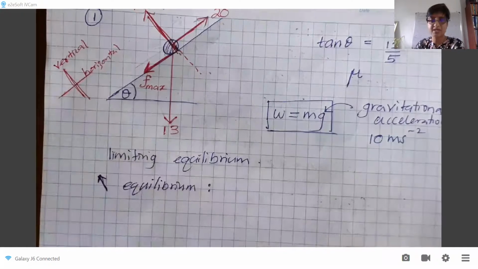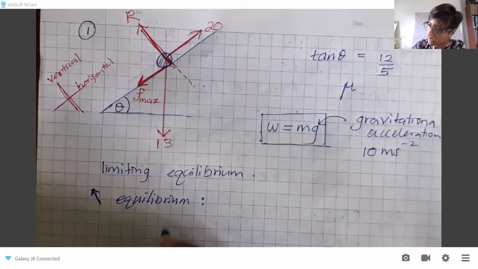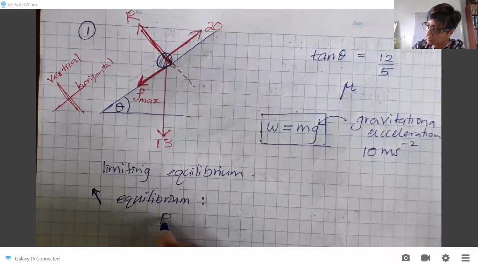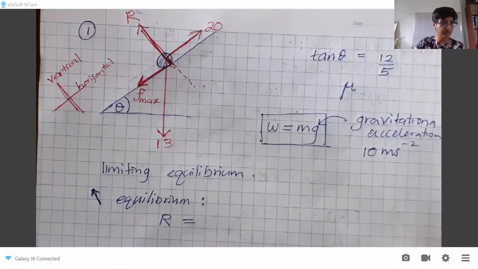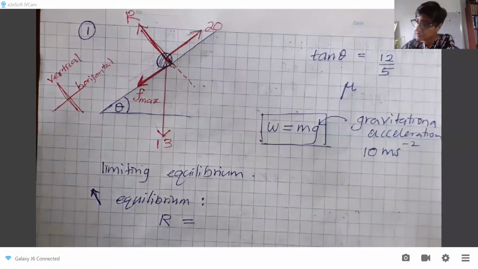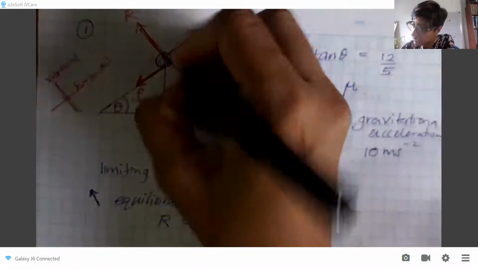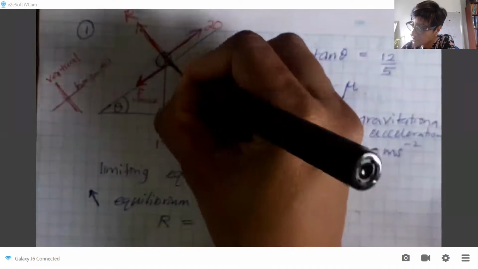When I consider vertical equilibrium, I look at my diagram, I can see that R must equal the vertical component of weight. Let me split weight into the two components. I can split weight into this and another one this way.